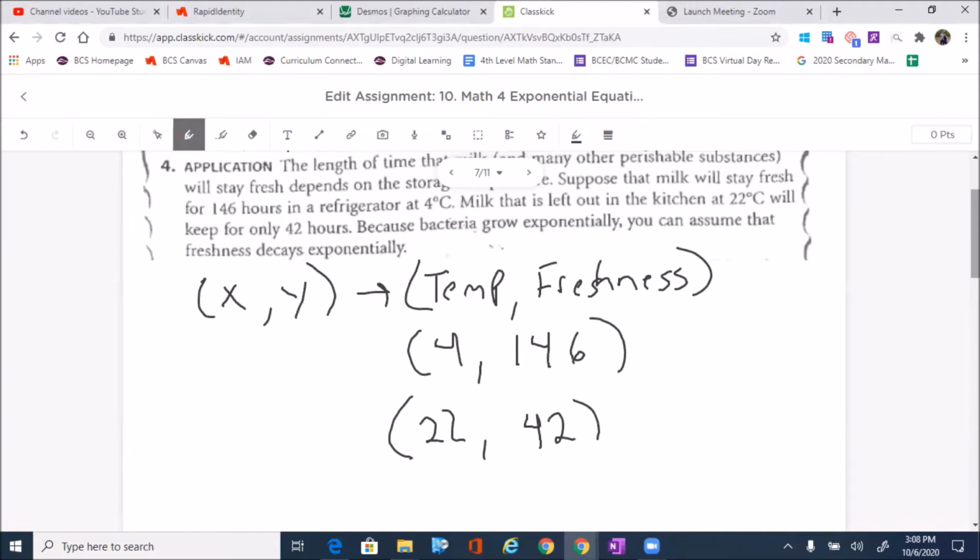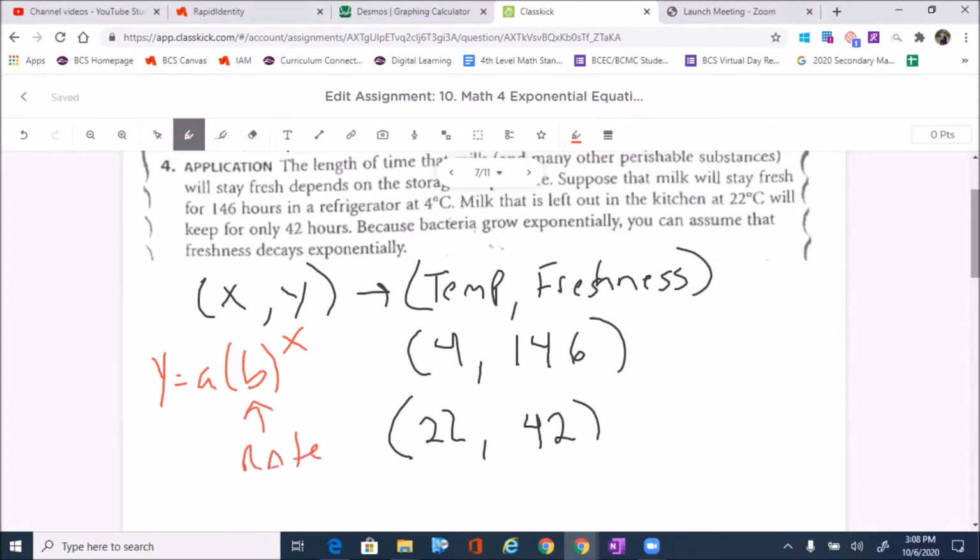So now what we want to do is go back to this idea that we have an exponential equation that we have to build. And that is the purpose of this. So I say, well, y equals a b to the x is our exponential equation, and b is going to be our rate.